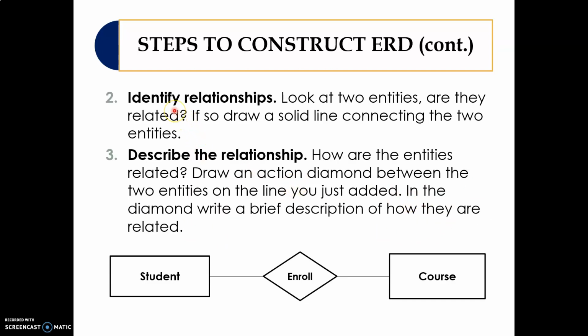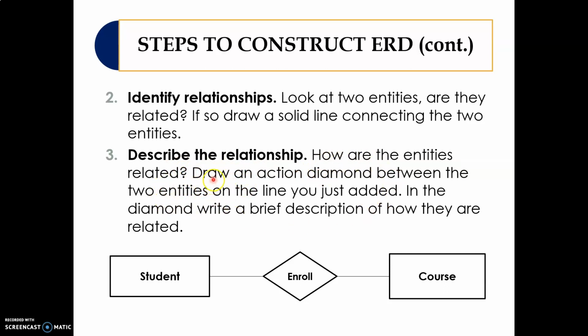The next step is to identify relationships. Look at the two entities, and if they are related, draw a solid line connecting them. Then the next step is to describe the relationship: how are the entities related?